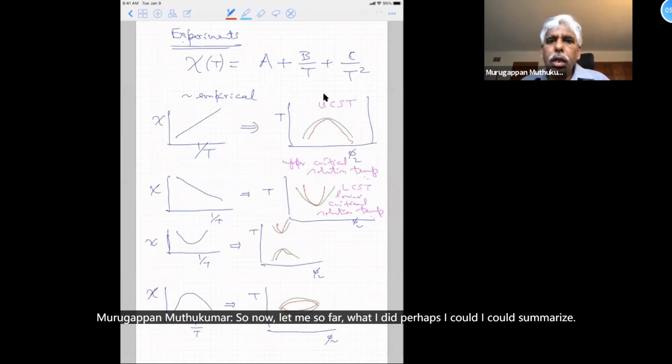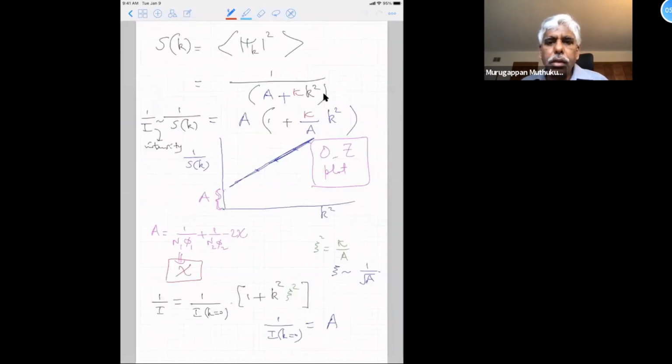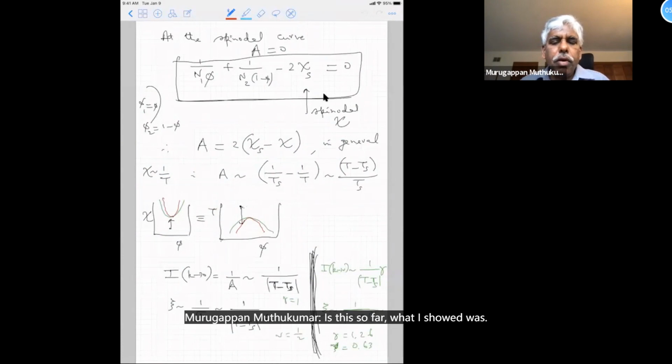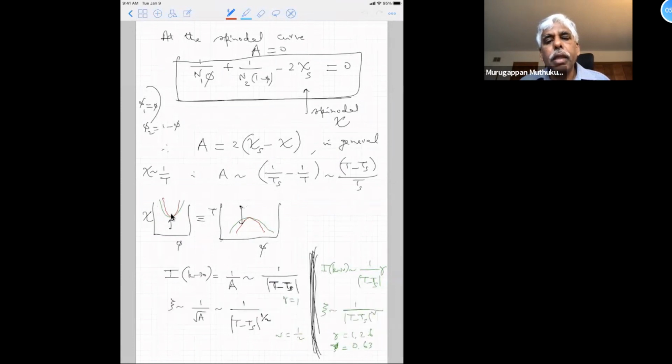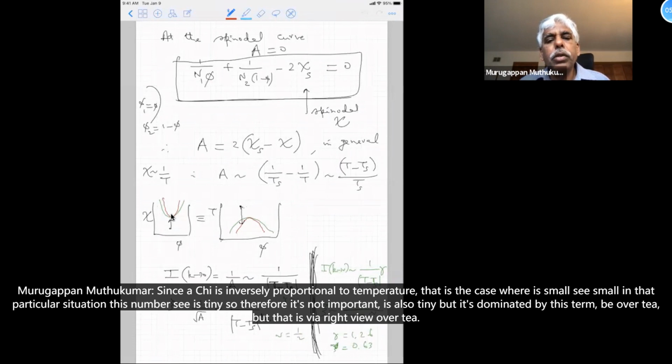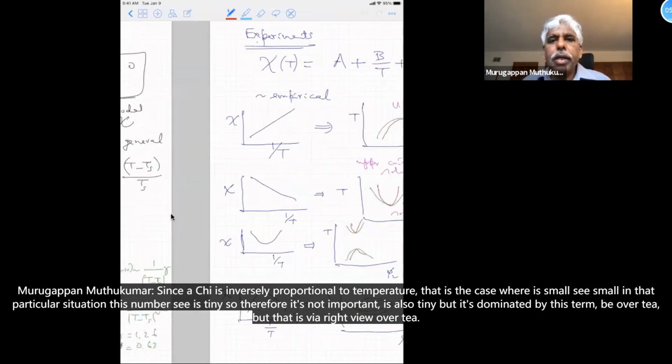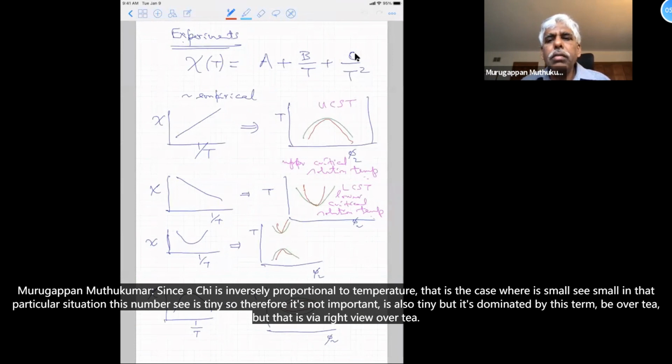So now let me summarize what I did so far. What I showed was that in the usual Flory-Huggins theory for a UCST system, chi as a function of volume fraction would look like this. This is the coexistence curve, and the red one is the spinodal curve. Since chi is inversely proportional to temperature, consider the case where A is small and C is small. In that particular situation, this number C is tiny, so it's not important.